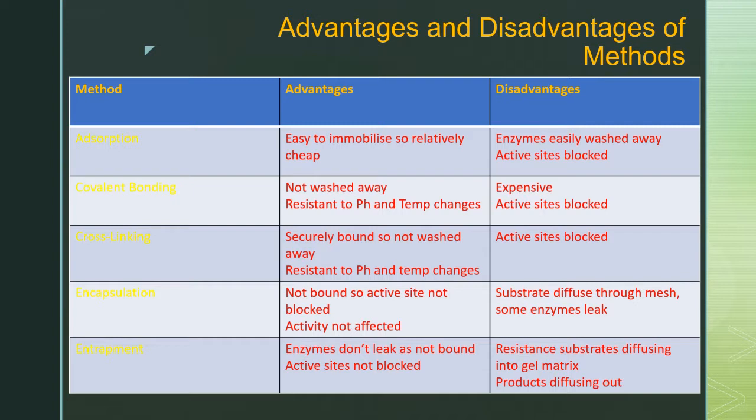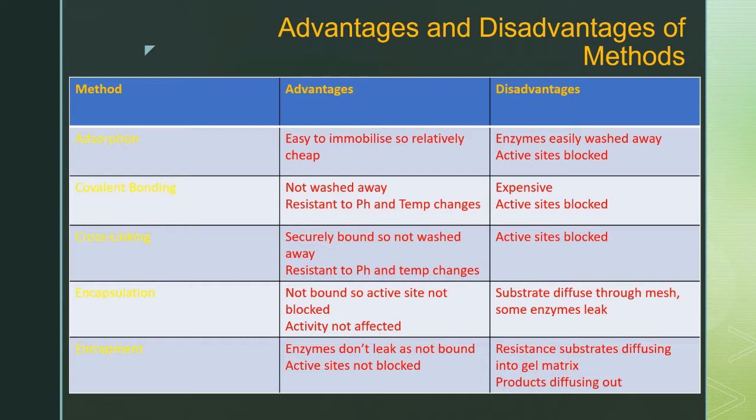So, adsorption. The advantage of this is that it's easy to immobilize and it's relatively cheap. But the enzymes can be easily washed away and active sites can be blocked. Covalent bonding: they are not washed away and they're resistant to pH and temperature changes, but the disadvantage is that they're expensive and the active sites can be blocked. Cross-linking: the advantage of this method is that you're securely bound, so you're not washed away, and you're resistant to pH and temperature changes. The disadvantage is that the active sites can be blocked. You'll notice that's a theme about active sites being blocked.